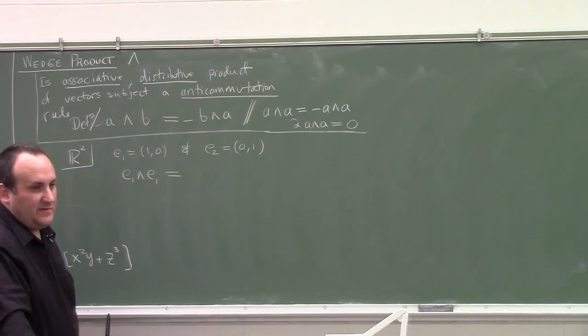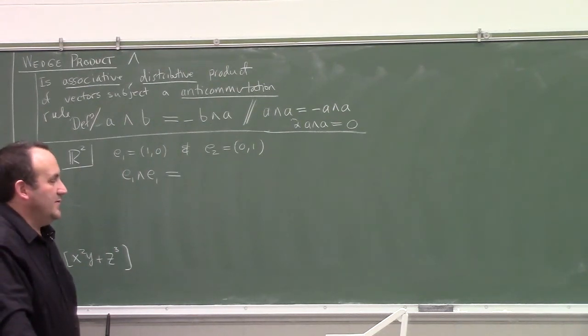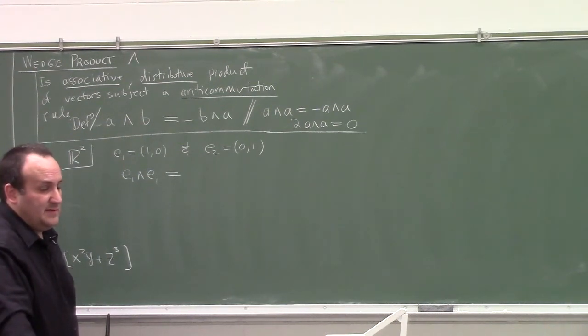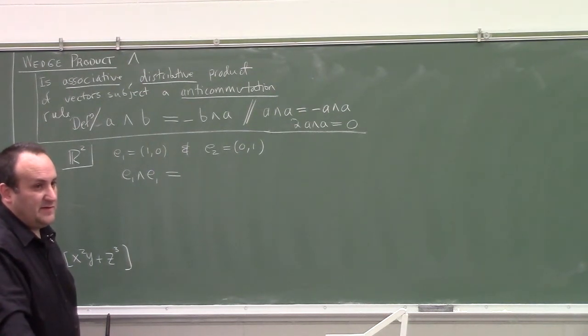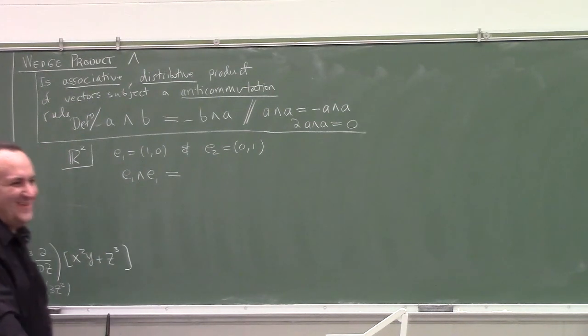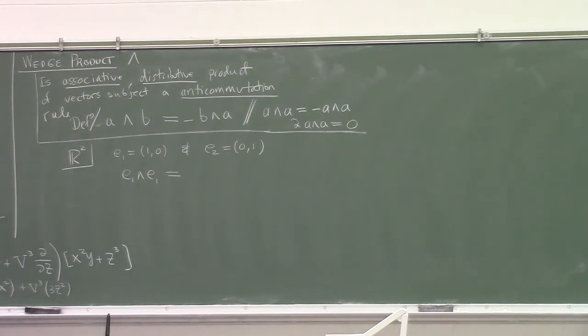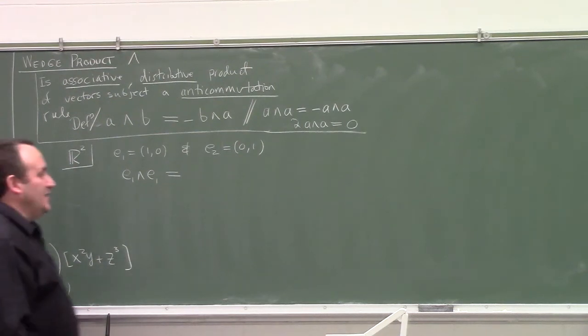That's essentially the definition of characteristic. There's a more formal definition, but pragmatically speaking, if you can add 1 to itself a finite number of times and get 0, whatever that finite number of times is, is the characteristic. So if you add 1 to itself 3 times and get 0, it's a characteristic 3 field. If no matter how many times you add 1 to itself, you don't get 0, it's characteristic 0. This should be the last time I talk about characteristic in this course, because we are decidedly in characteristic 0. Sorry. Anyway, so A wedge A is 0.